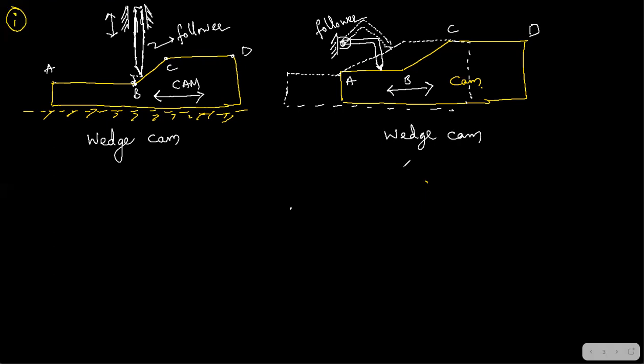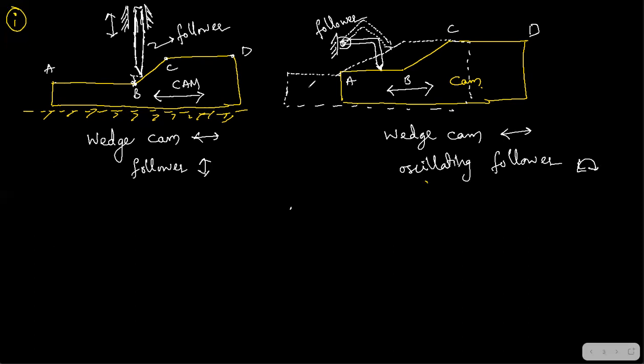And it is oscillating follower. Fine. The motion of follower is oscillating, and here follower will have translatory motion, cam will have translatory motion, wedge cam will have translatory motion, and follower will have oscillatory motion. So oscillatory motion is represented in this manner.